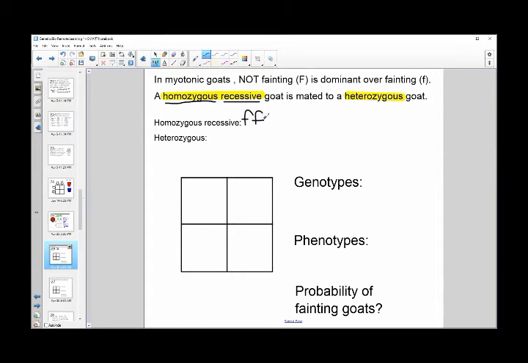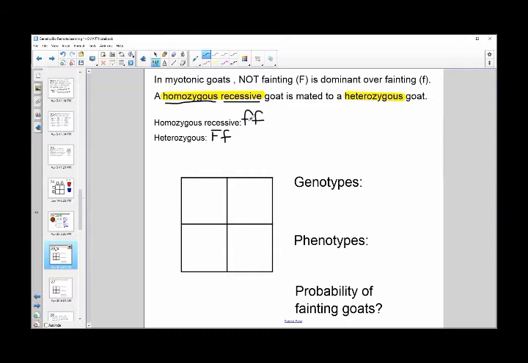And then we have a heterozygous goat. Heterozygous means different. So we're going to have two different genes, or one of each of these. So this parent would be big F, little f. Now we're going to put the parents onto the outside of the square.